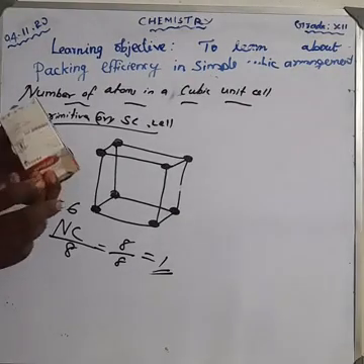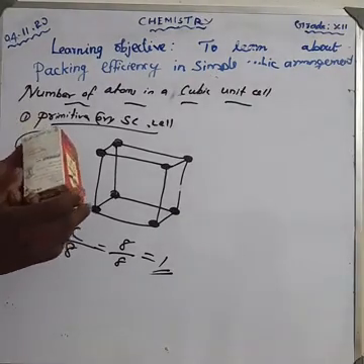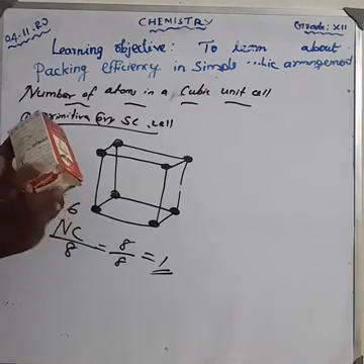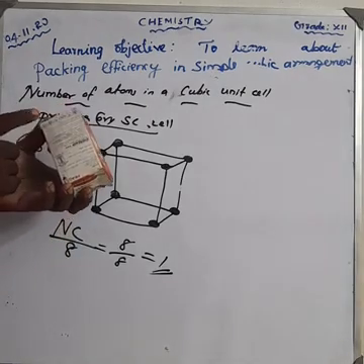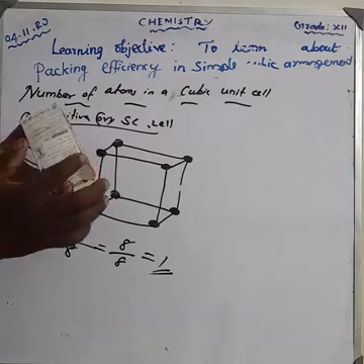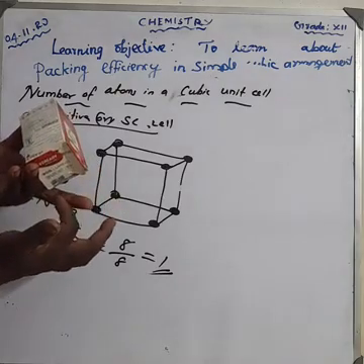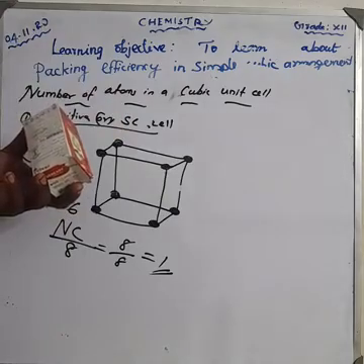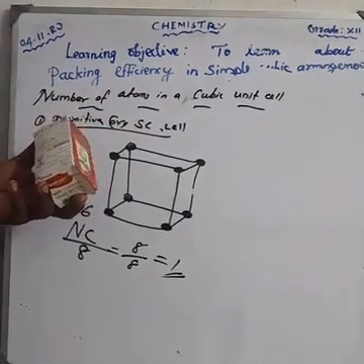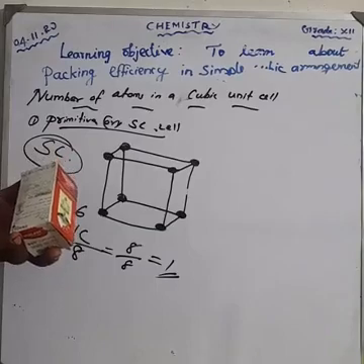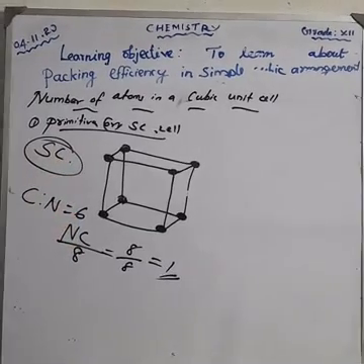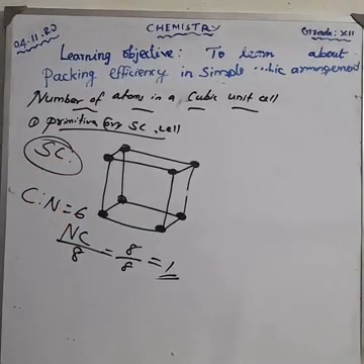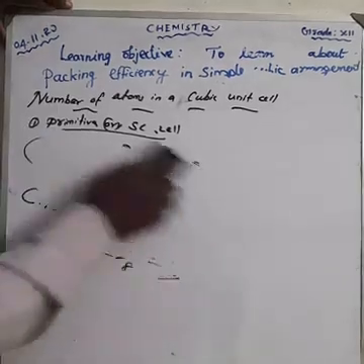For counting the number of corners, imagine this is one of the cubes. 1, 2, 3, 4, 5, 6, 7, 8. Like that, we can find the number of corners. Just for the body centered cubic, how can you find it out?